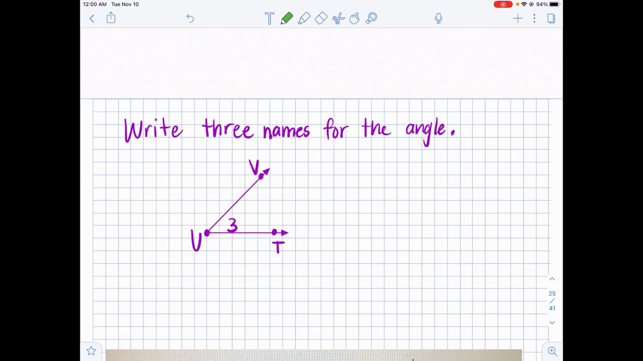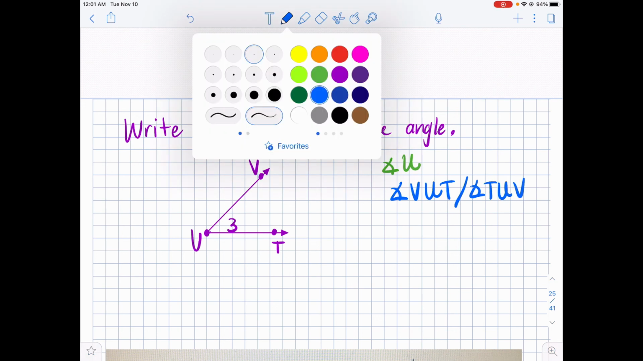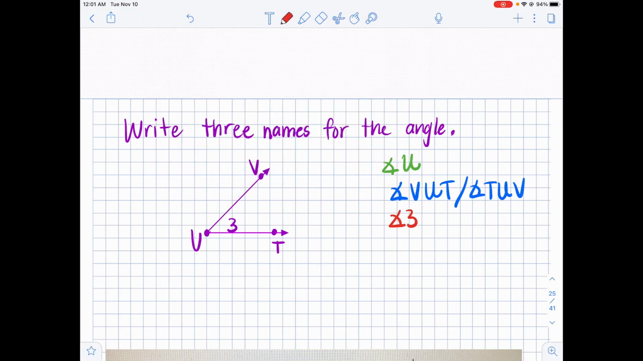All right, so the first angle that I'm going to go ahead and say, which I hope you pressed pause for, is the easiest one, which is angle U. The one that you always want to use, but you shouldn't. The second one is the one that you should always use, which is angle VUT. Or you can also call it angle TUV. You don't have to name it both. Angle 3 is the third way of naming your angle. Remember, we do have to practice that because you need to know how to name an angle, and if you're stating the wrong letters, then you're not going to correctly state the angle.